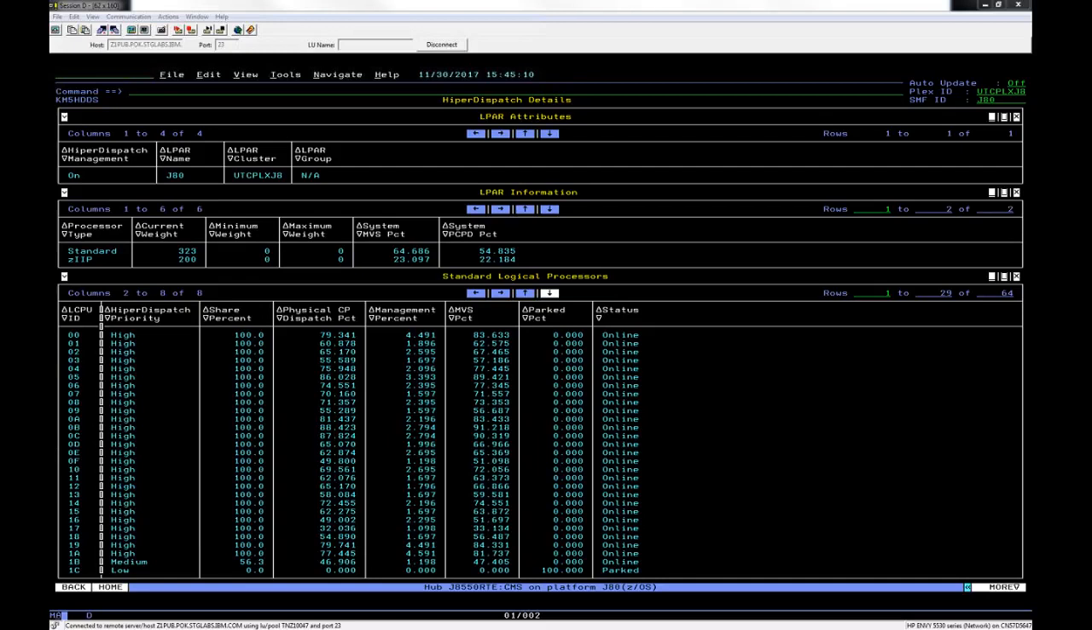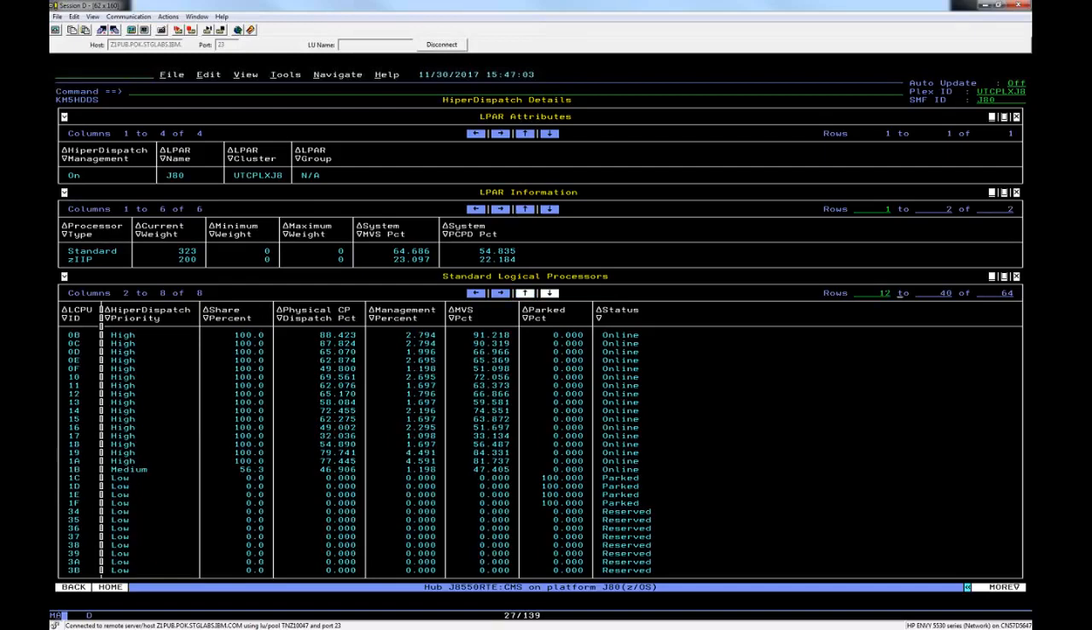These processors have not been parked. High processors and medium processors are not parked. That is exclusive to low priority processors. And in this case, the utilization has not hit a level at which these low utilization processors, and I'll just page down a little here, I can use the row entry, and here now we see that there are in fact 4 low priority processors.